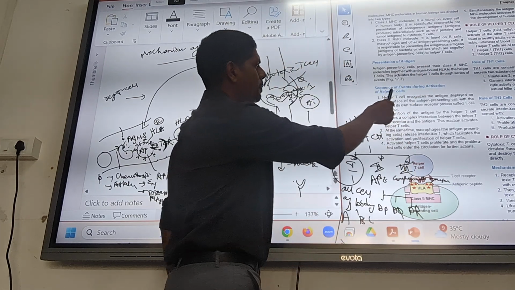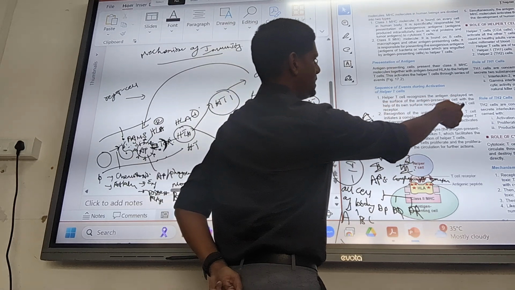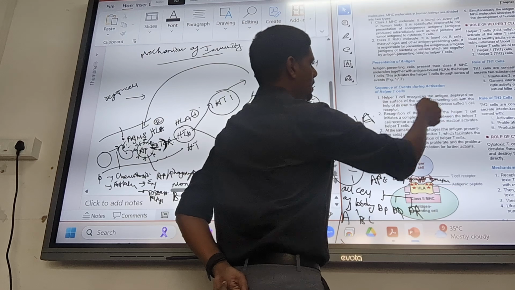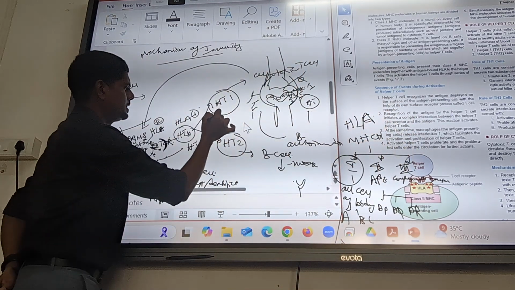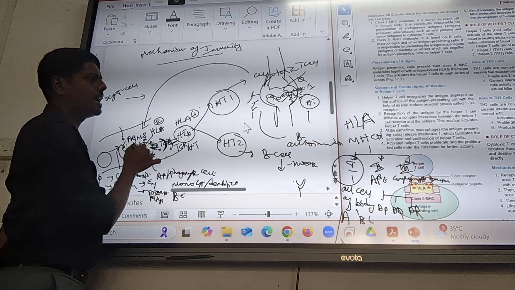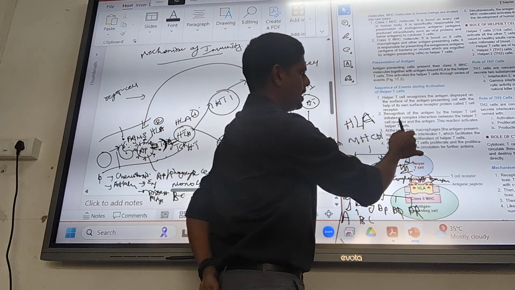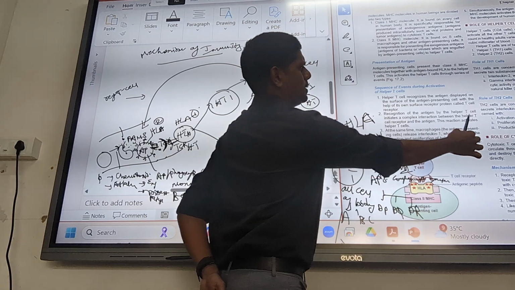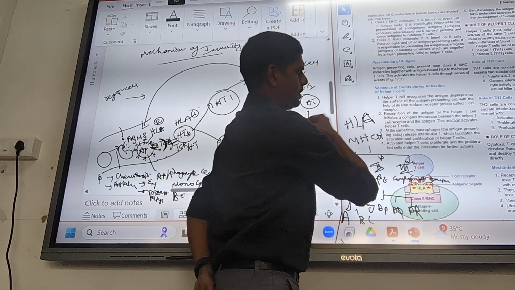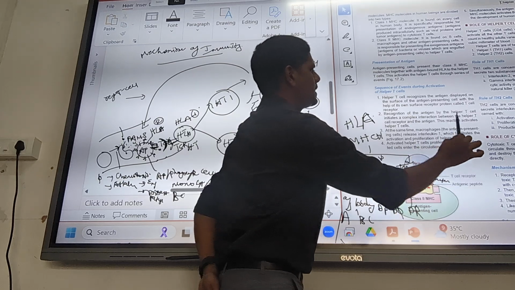Sequence of events: the helper T cell recognizes the antigen displayed on the surface of the antigen presenting cell with the help of its own receptor called the T cell receptor. Okay, the helper T cell has a receptor. With the T cell receptor, it identifies the antigen presentation. Recognition of the antigen by the helper T cell initiates a complex interaction between the helper T cell and the antigen. At the same time, macrophages will release.